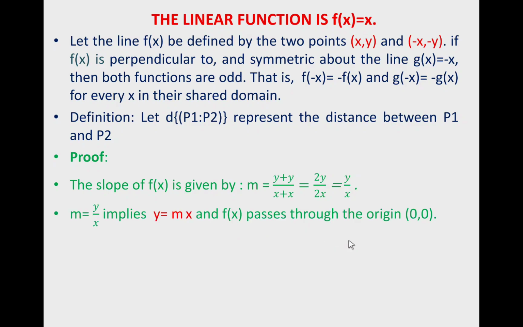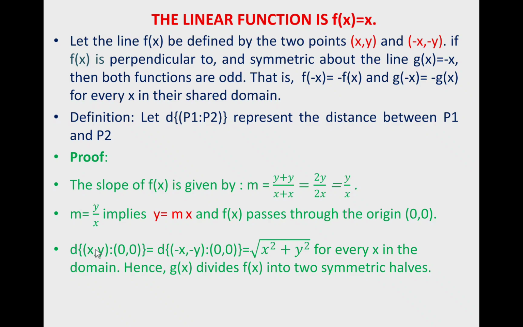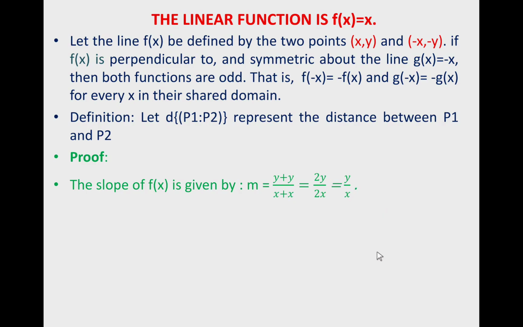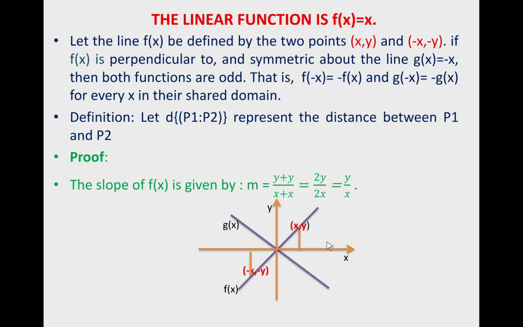Now that we have done this one, we will go ahead and also prove that the distance between x comma y and the origin is equal to the distance between negative x, negative y and the origin, and that distance is equal to the square root of x squared plus y squared for every x in the domain. We will show what we mean by for every x in the domain in a minute. Let's go ahead and get back to the figure to prove this.